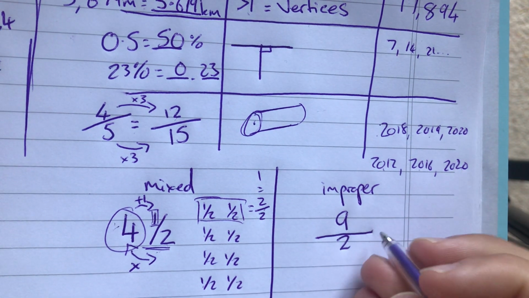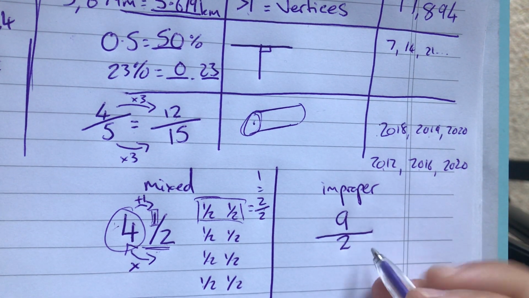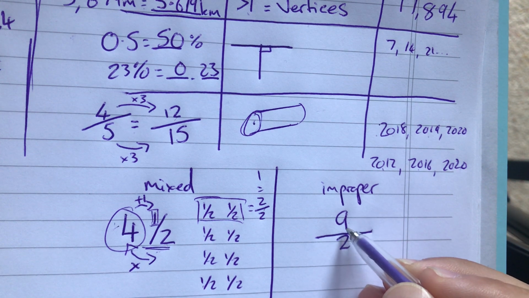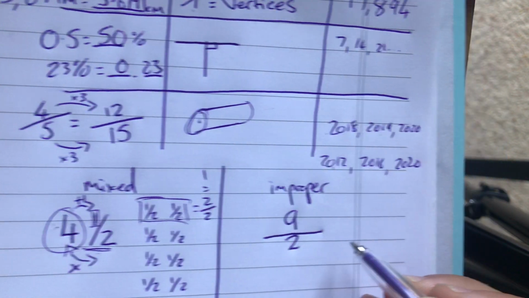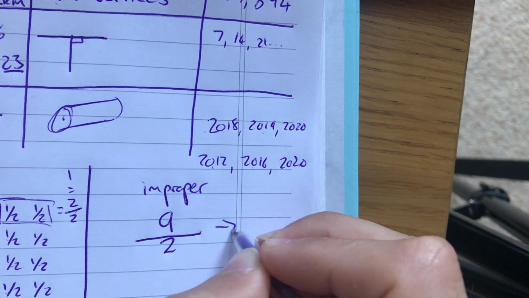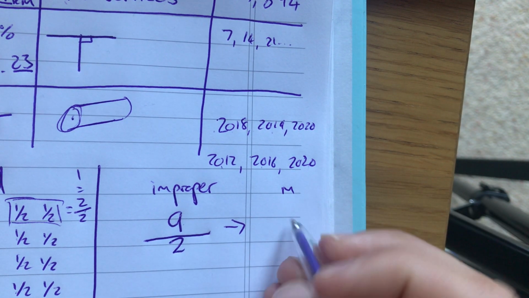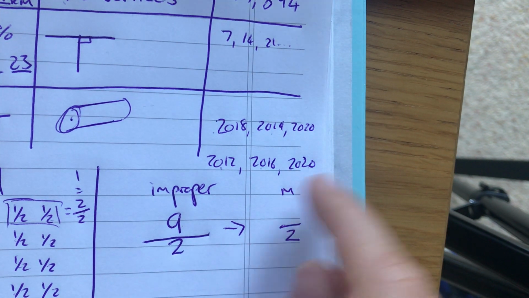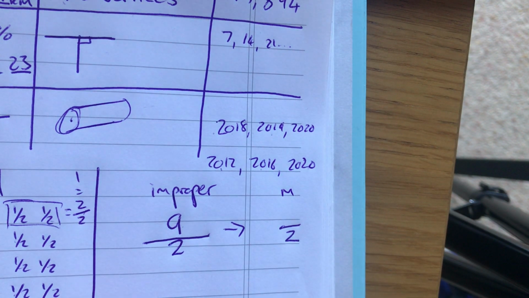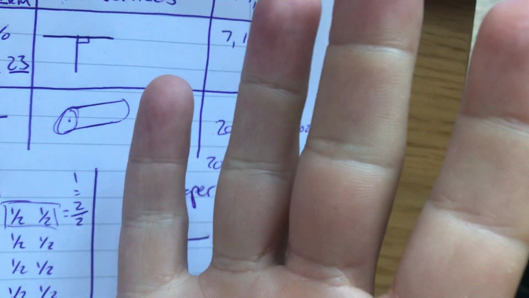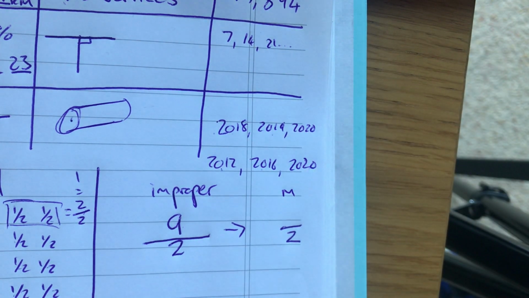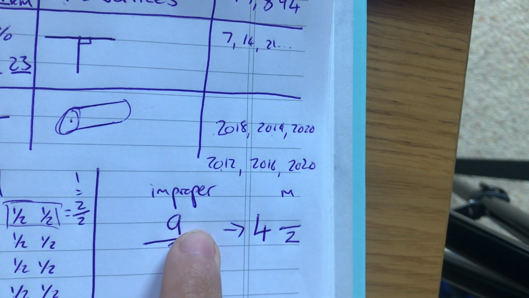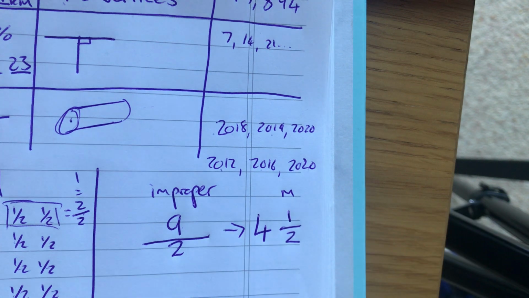To go the other way, you can do a similar thing. You can just look at how many 2's go into that number, and then the extras is your numerator. So if we were going to mixed, you still want your denominator, half, but you go, how many 2's do I get to 9? 2, 4, 6, 8. That's 4. 4 whole things. And I had one more extra to get to 9. There you go.